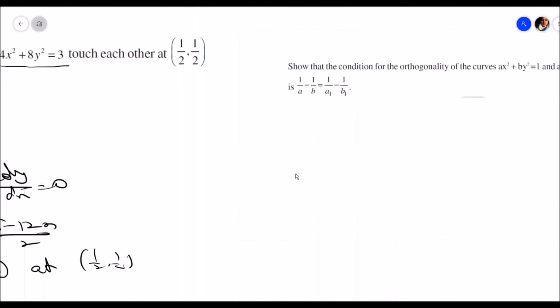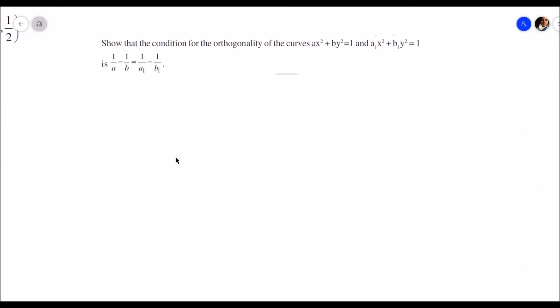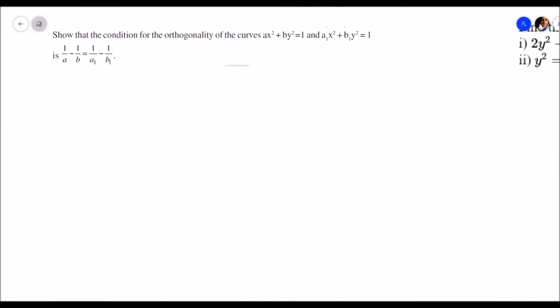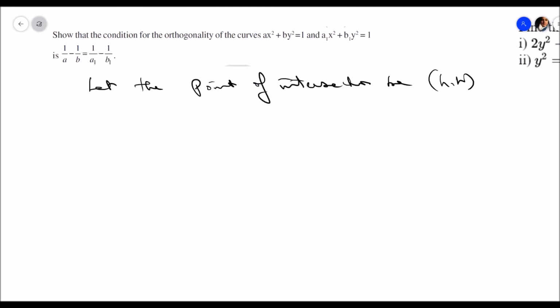Then next problem, again on orthogonality, again a quite simple problem. Okay? Show that the condition for orthogonality, so these are the two curves, if they are meeting orthogonally, show that the condition is so and so. Again, quite a simple problem. So if they are meeting somewhere, let the point of intersection be some h comma k again, right?